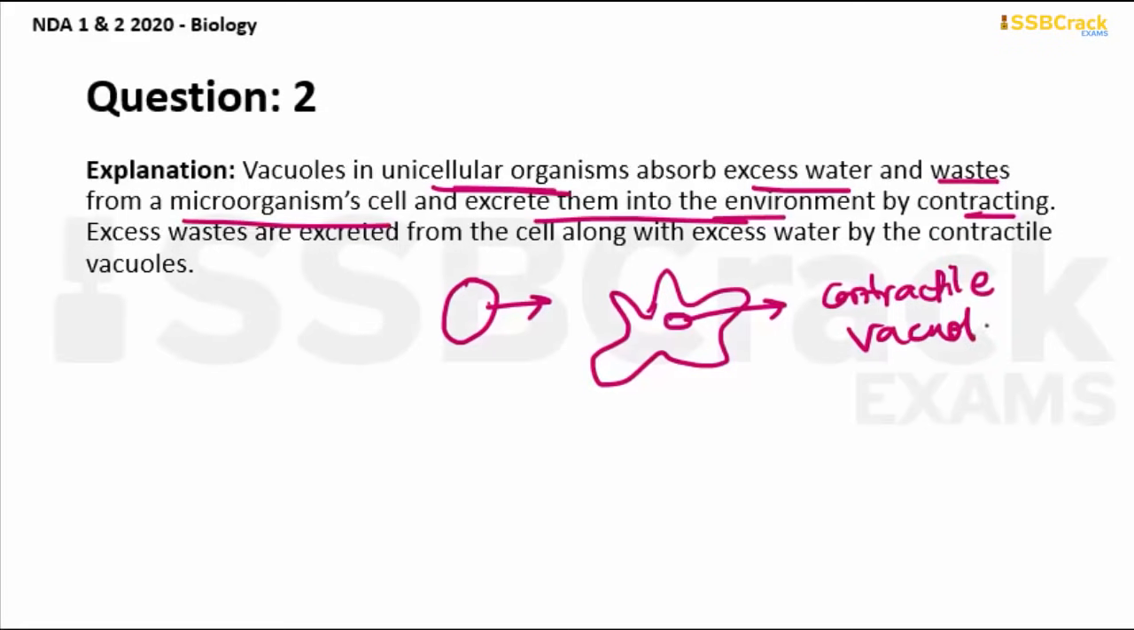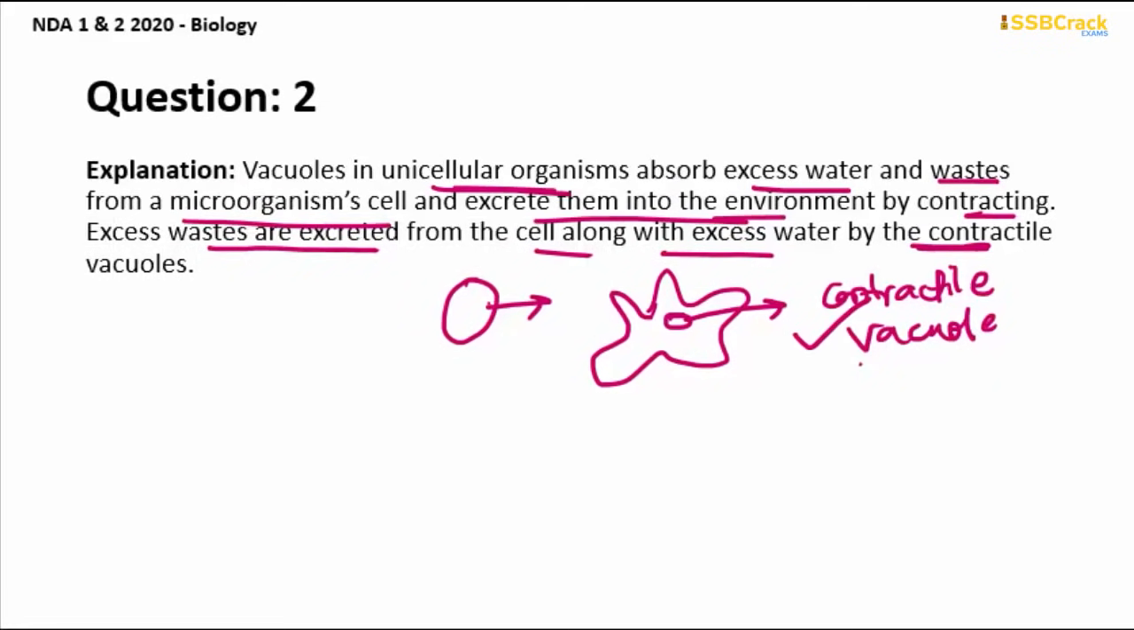This is a contractile vacuole, and what it does is excess waste is excreted from the cell along with the excess water by this contractile vacuole. So mainly it is also helpful for osmoregulation. So when we talk about vacuoles in unicellular organisms, this should be the example which should come into your mind. So vacuoles are mainly essential and they help in excreting excess water. So here the answer would be vacuoles. I hope this was clear. Let us move on to the next question.